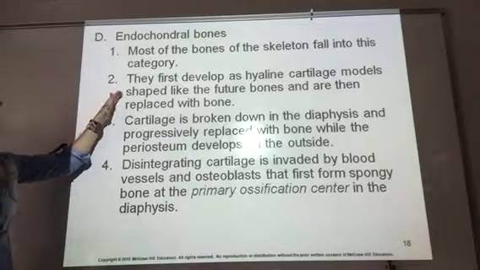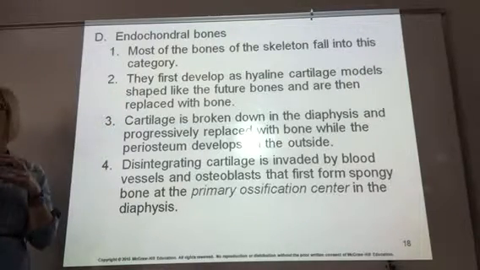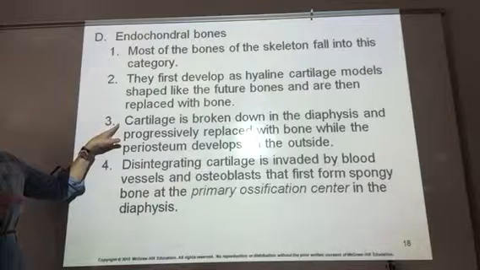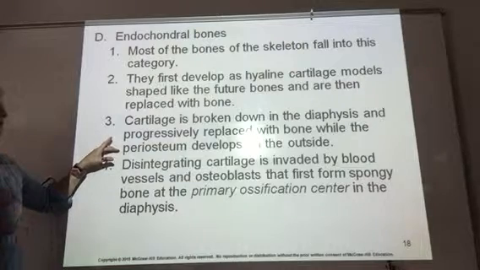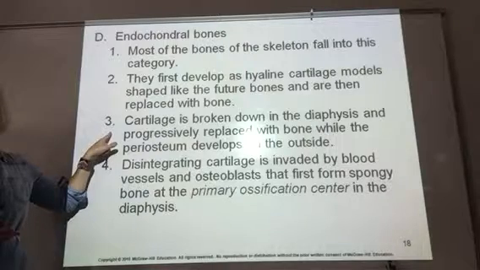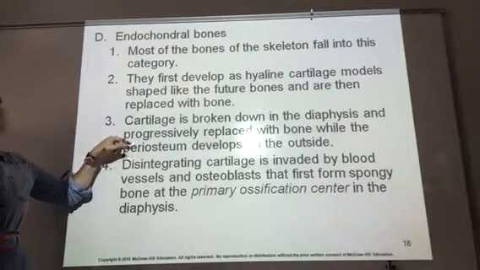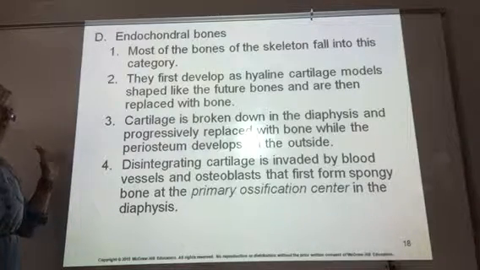So they're going to develop as cartilage first. So here again in the fetus, they are cartilage. They have the shape of a bone, but it's cartilage material that it's made of. Cartilage then is broken down in the diaphysis and is replaced with bone while periosteum starts to develop. What I want you to know here, the diaphysis, the shaft of the bone, ossifies first. So bone development basically grows from the center outward.